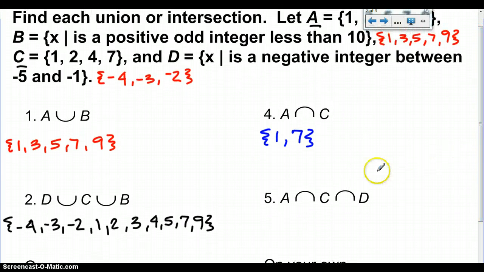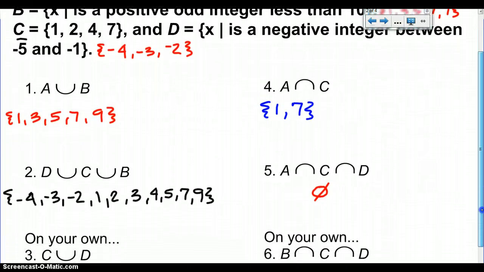So if we go to number 5, we have the intersection of A, C, and D. So for it to be in our subset, it has to be in A and in C and in D. So if you look at that, 1, 3, 5, 7, and 9 are not in D, and then 1, 2, 4, and 7 are not in D. So there is no number that is in A and in C and in D. So our answer is an empty set because there is no number in A, C, and D.